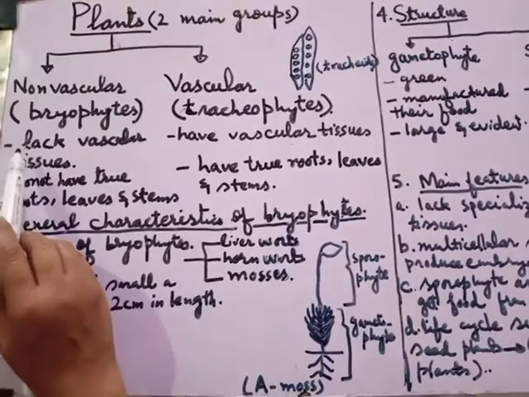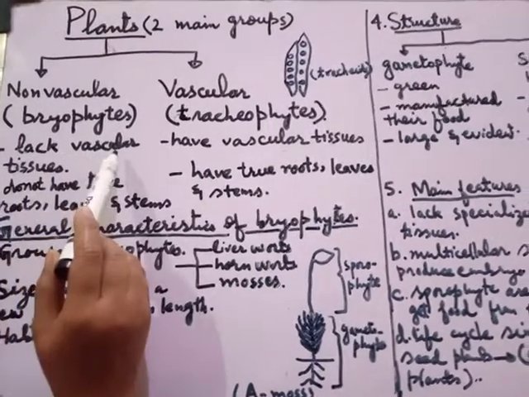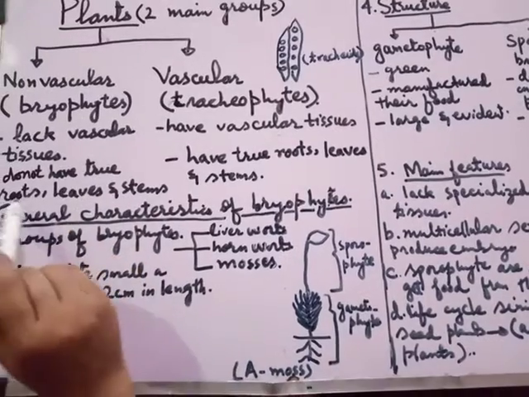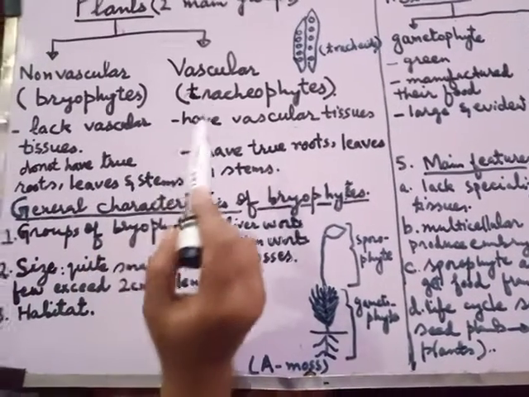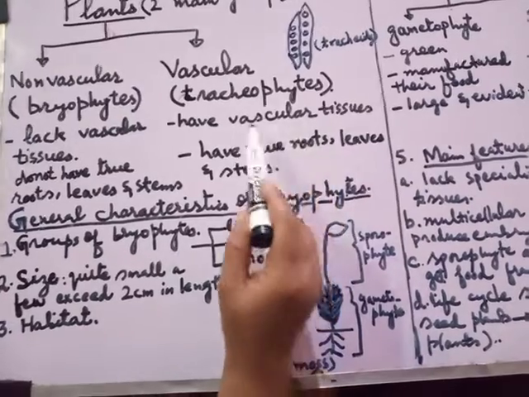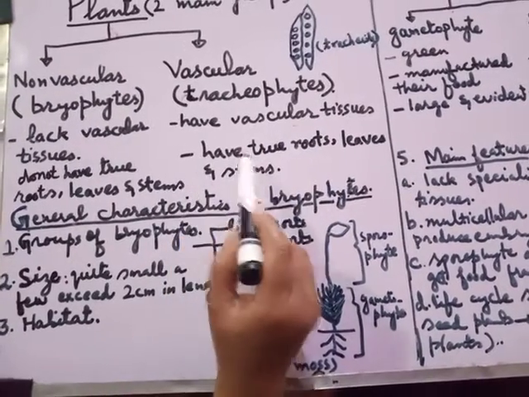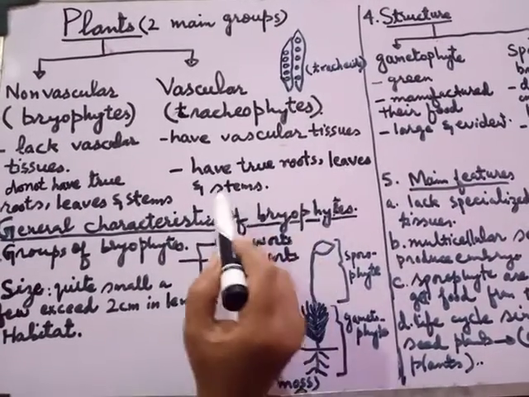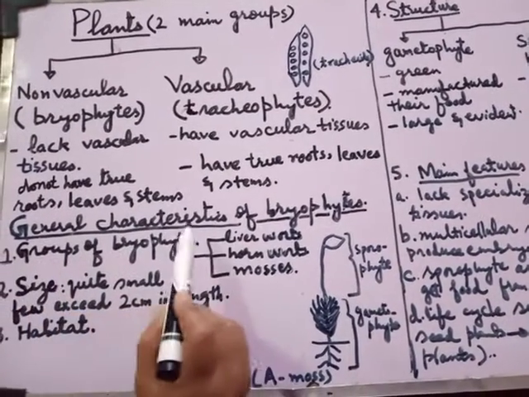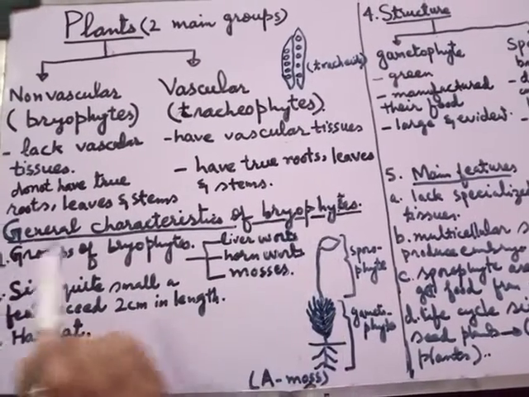Bryophytes. Students, bryophytes lack vascular tissues. They do not have true roots, leaves and stems, while vascular plants have vascular tissues, xylem and phloem, and have true roots, leaves and stems. Now we will discuss the general characteristics of bryophytes.